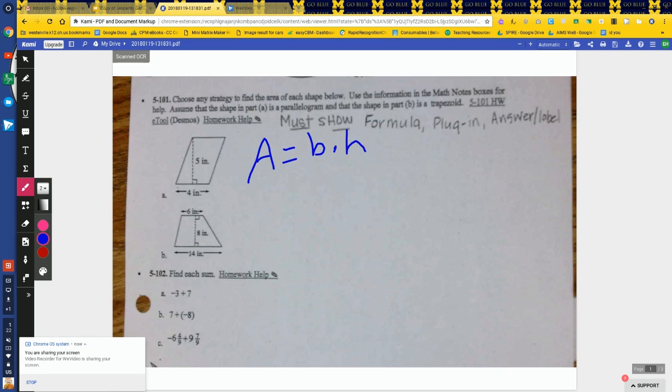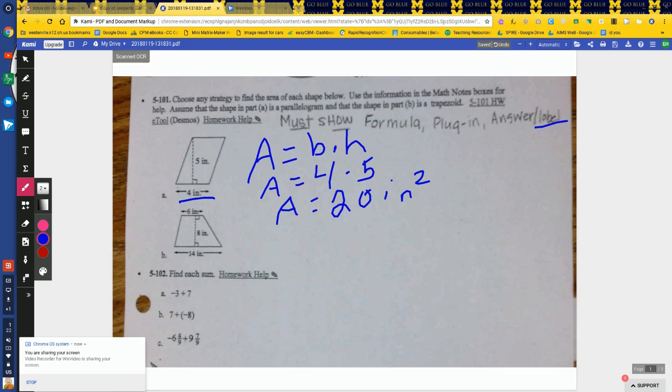To plug it in, again, we write our area is equal to the base, which is 4, the height, which is 5. Third step then is to answer: 4 times 5, which is 20. We must label then, which is 20 inches squared, or square inches.